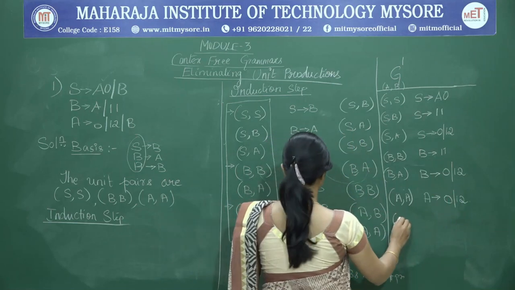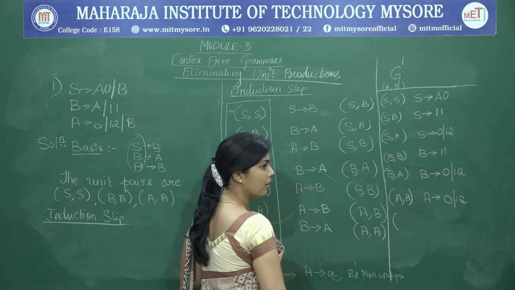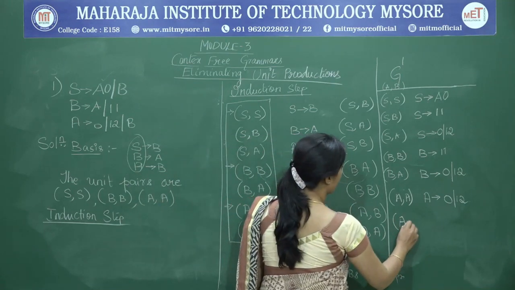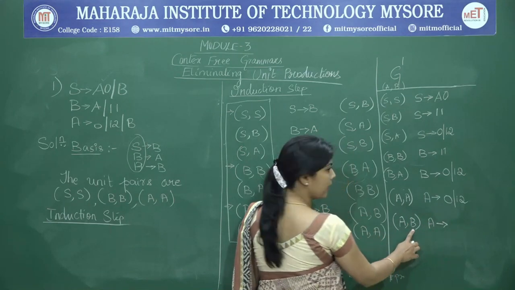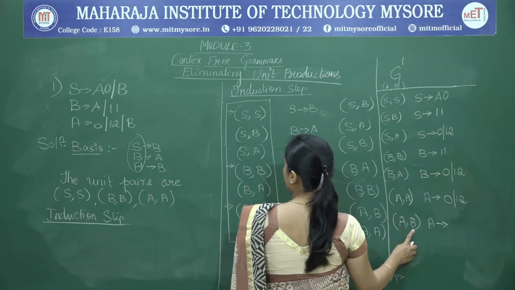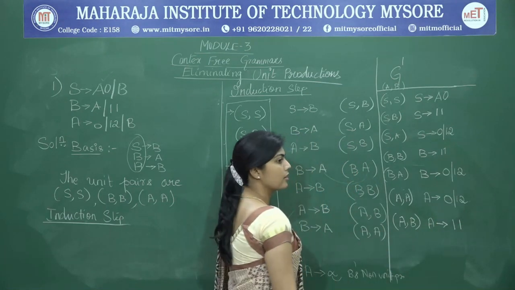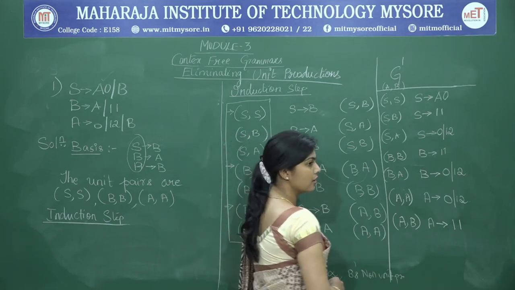Next, after A comma A we have A comma B. So A comma B is considered. Again A goes to B's non-unit production. So B's non-unit production is 1 1. So this is the set of productions that we have formed.